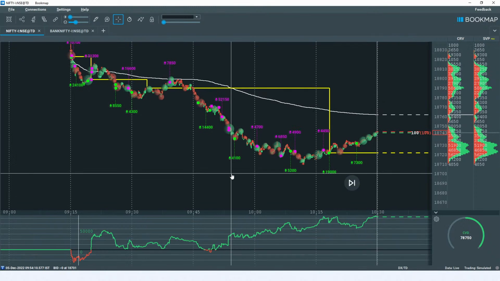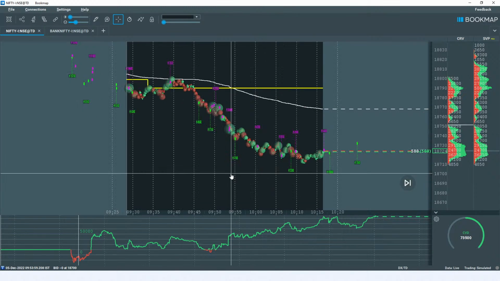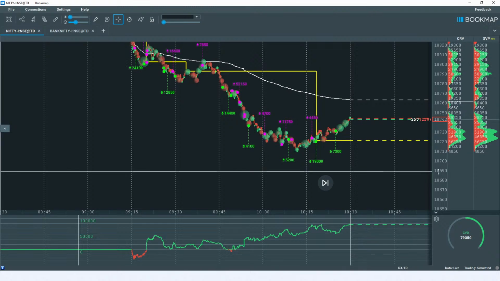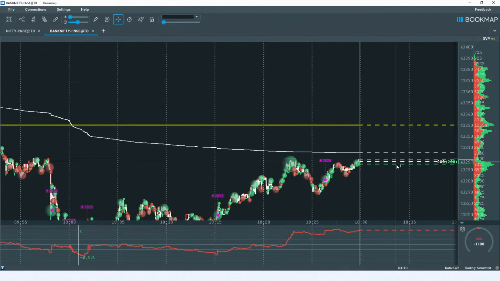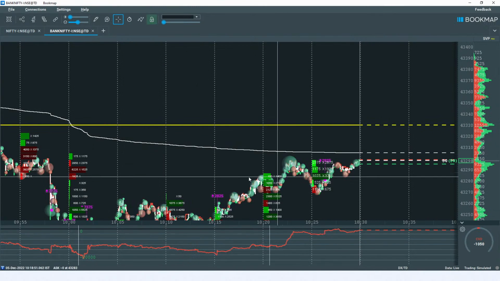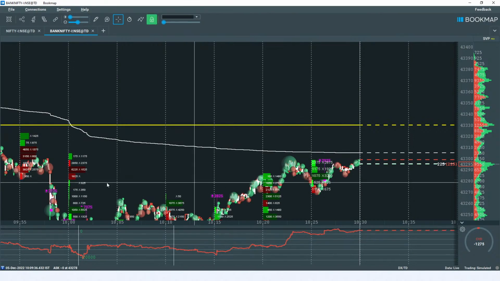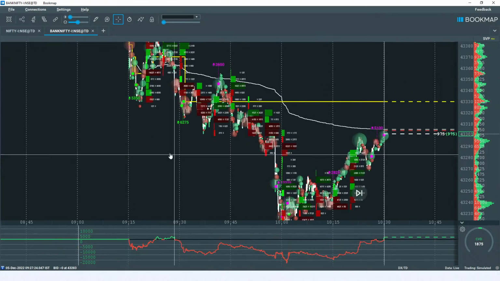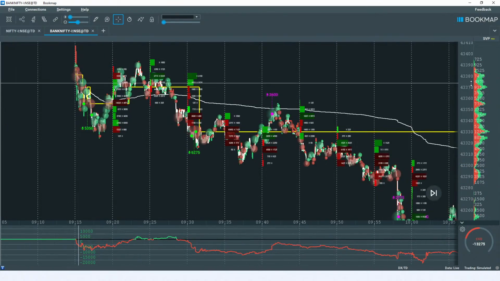If you have any particular questions with respect to today's discussion, feel free to ask in the chat option. Let's check out the Bank Nifty once. If it is clear to you, then we can move on to the footprint chart, which was very recently introduced by Bookmap.